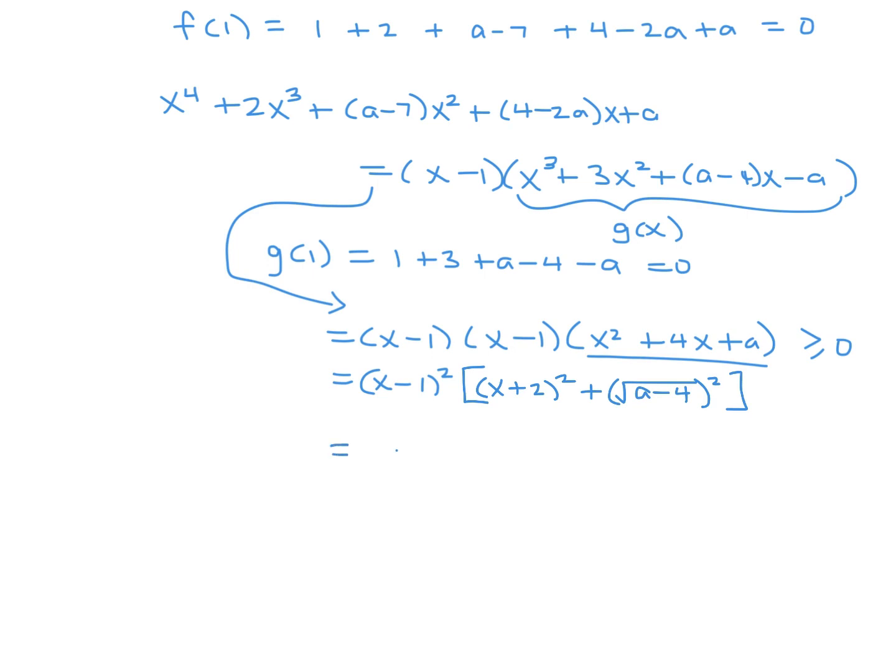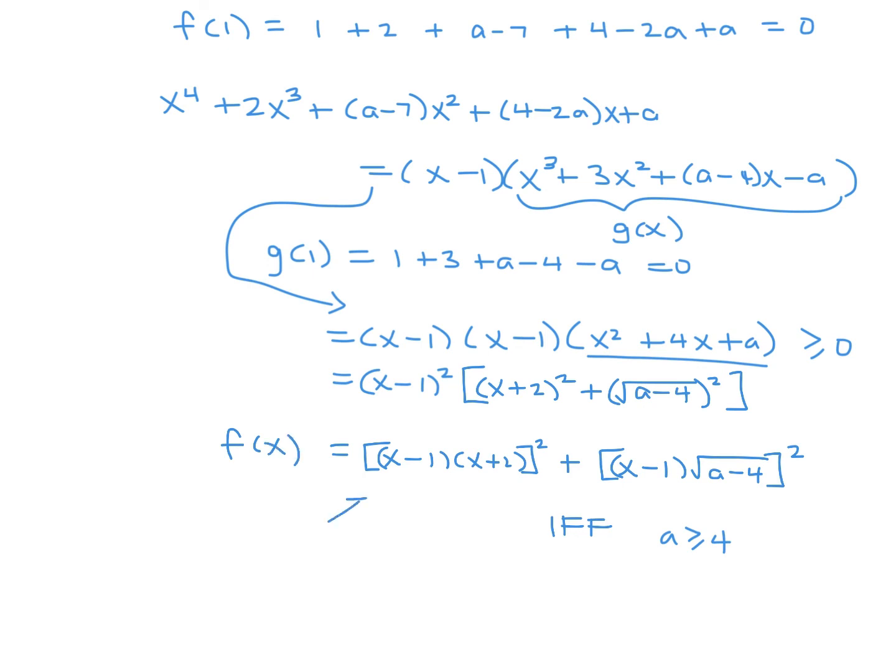And then when you multiply it all out, you get (x minus 1) times (x plus 2), all squared, plus (x minus 1) times the root of (a minus 4), all squared. And there you go. You got a sum of squares. And again, if and only if a is greater than or equal to 4, because that was the condition from before. And that is f of x. And there you have your sum of squares.